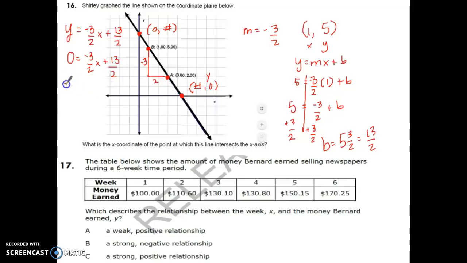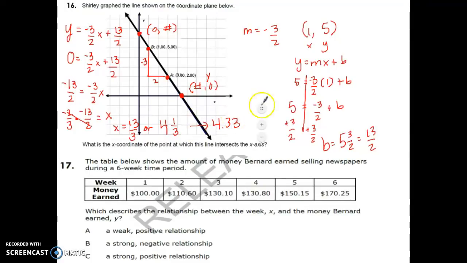Subtract 13 halves on both sides. You get negative 13 halves is equal to negative 3 halves x. Multiply by the reciprocal. So I'm going to multiply by negative 2/3 times negative 13 halves is equal to x. These cancel, and negative times negative is a positive, so you get x to be 13/3 or 4 1/3.